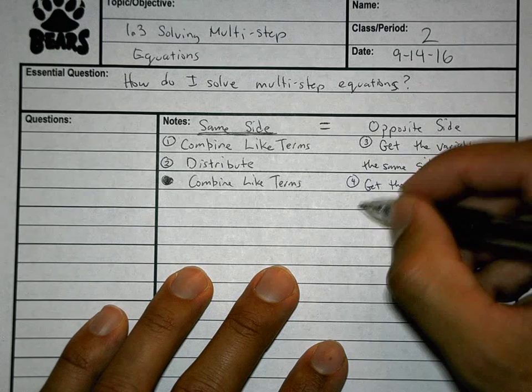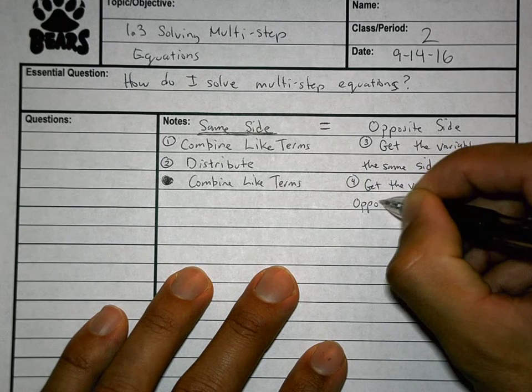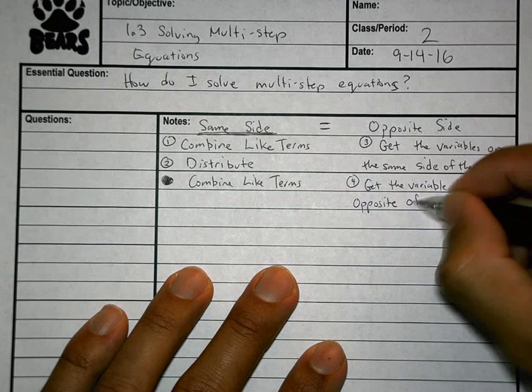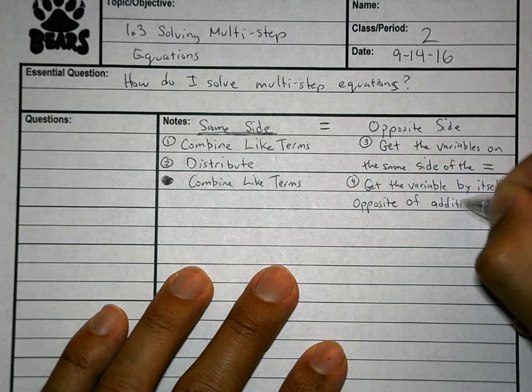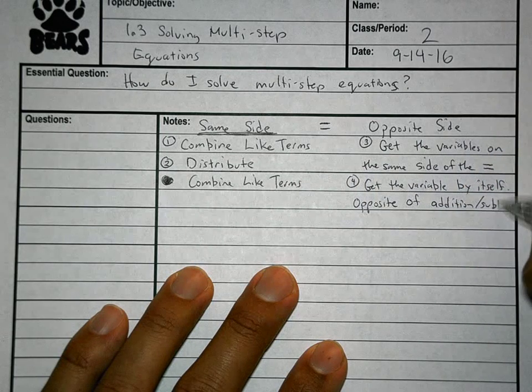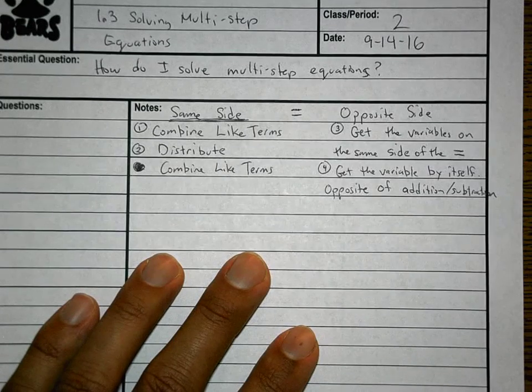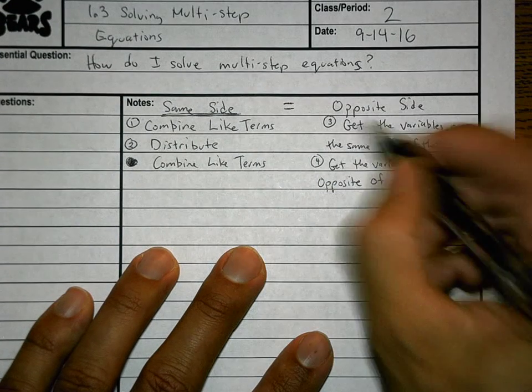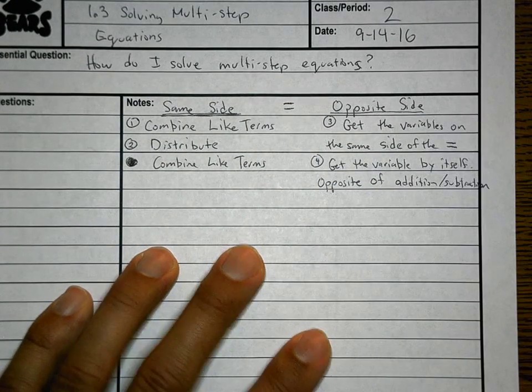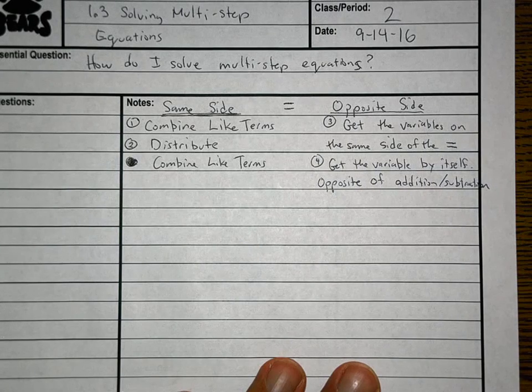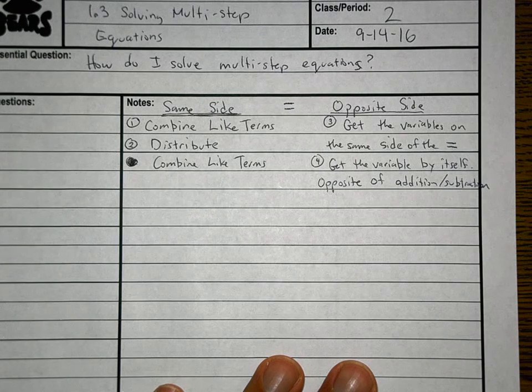You're going to do the opposite of addition and subtraction. You always do that first. Scoot it over a little bit. There you go. Get the variable by itself. We're going to do the opposite of addition and subtraction. I recommend doing that first.